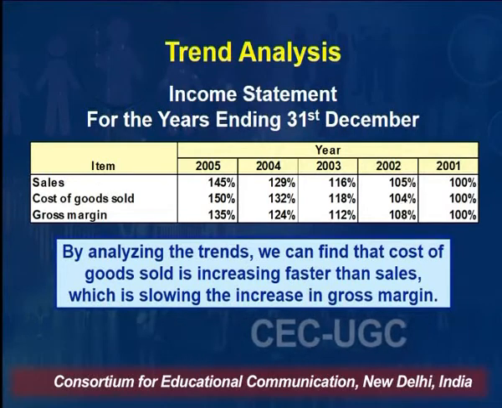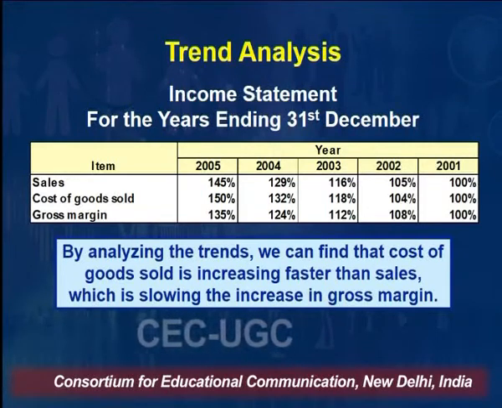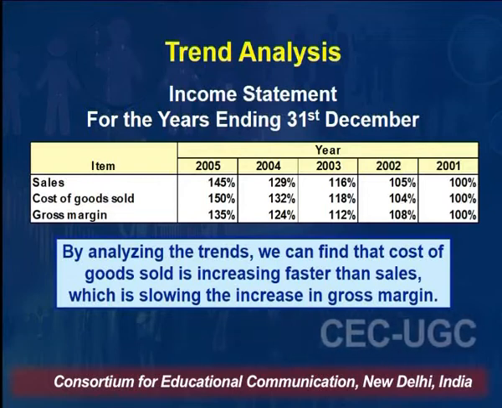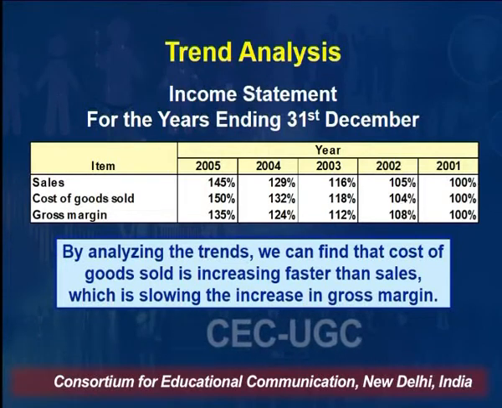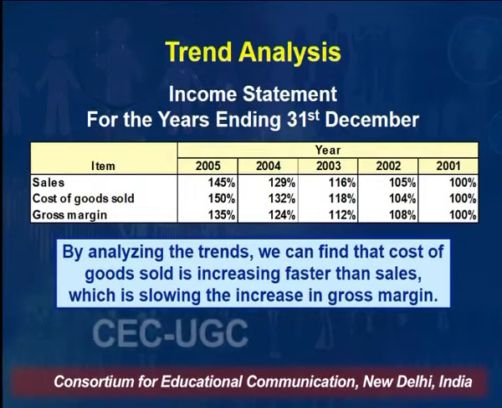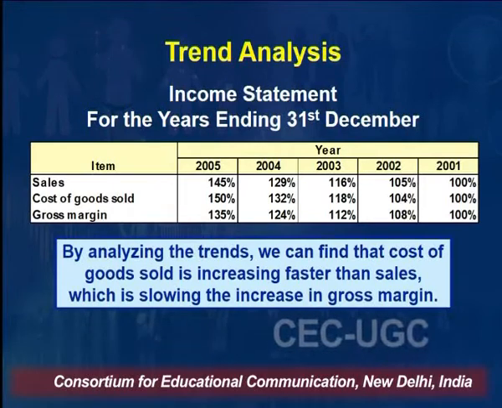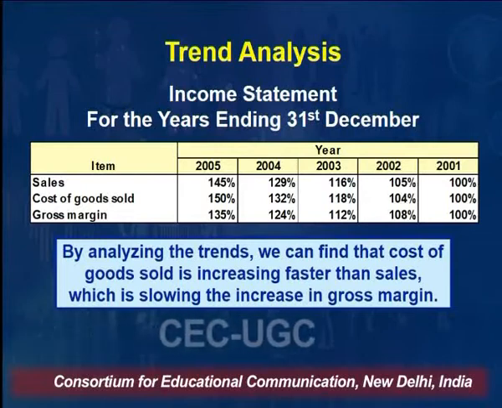So across the period of these 4 years, or you can say from 2001 to 2005, your sales has increased to the extent of 45%. So if it was 100 in 2001, it has become 145, and the speed of cost of goods sold is also 150%, and gross margin is 135%. So if we try to analyze this trend, we can find that cost of goods sold is increasing faster than sales. If you look at the percentage of 2005, the speed of cost of goods sold is 150%, whereas the speed of sales is 145%.